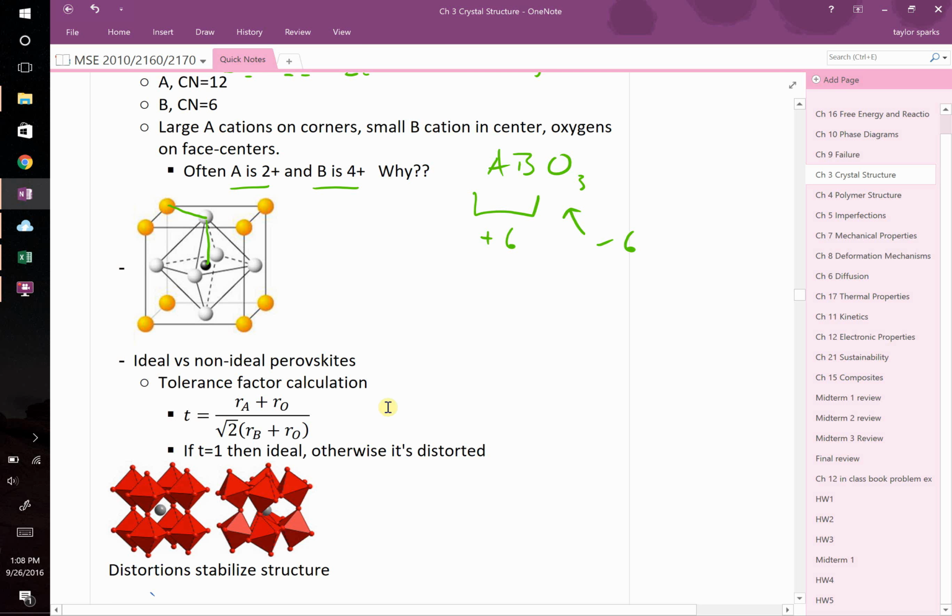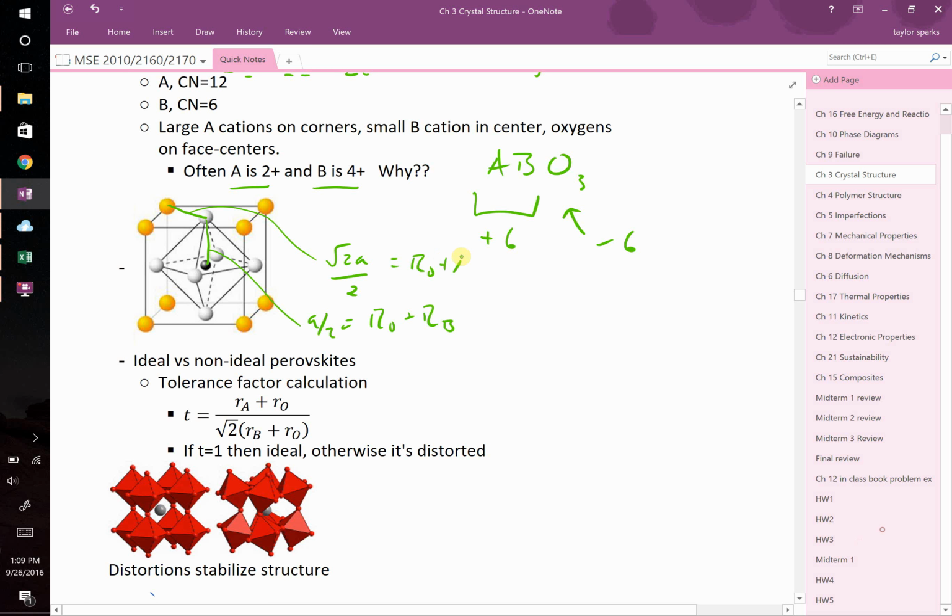Well, that will only work if this ratio holds, right? Along this top, we say that that distance is √2 times A over 2, and that must be equal to the radius of the orange atom plus the radius of this gray atom, right? Or in our case, that's the A and the oxygen, right? And then this way, this distance, that's just A over 2, right? So that must be equal to the radius of the oxygen plus the radius of the B atom.